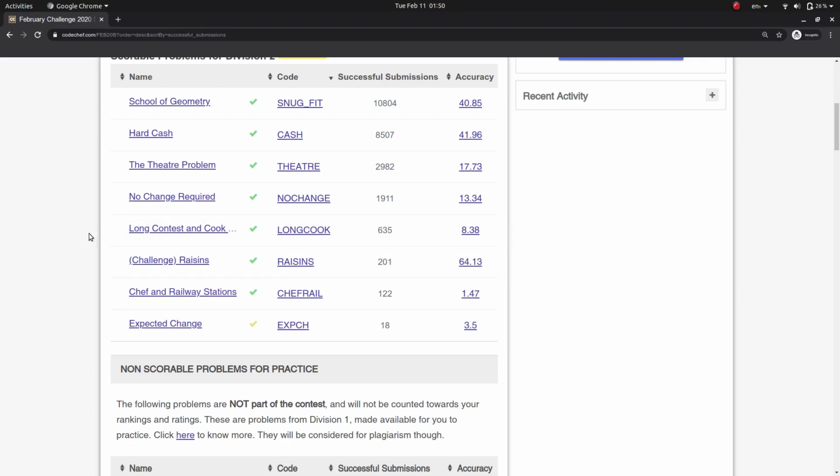So long cook, I don't think this will teach you much about data structures or anything, as everyone can notice, but yeah, it's a good problem for beginners.